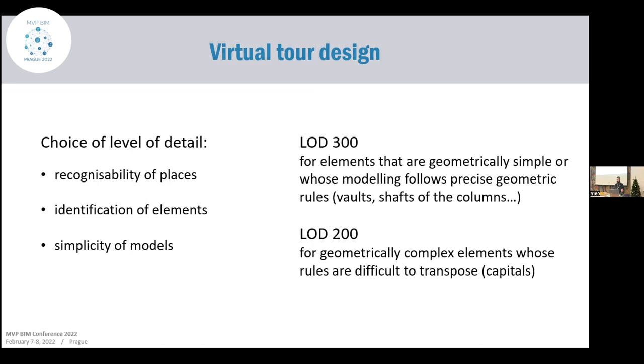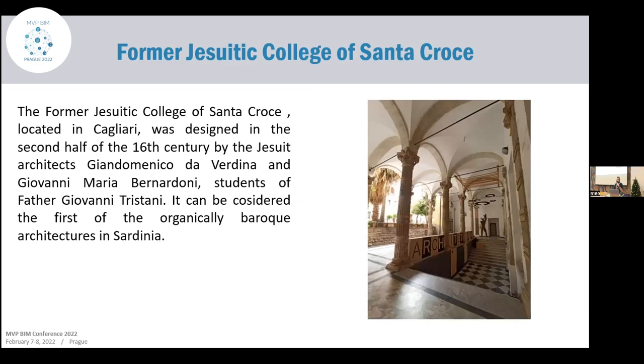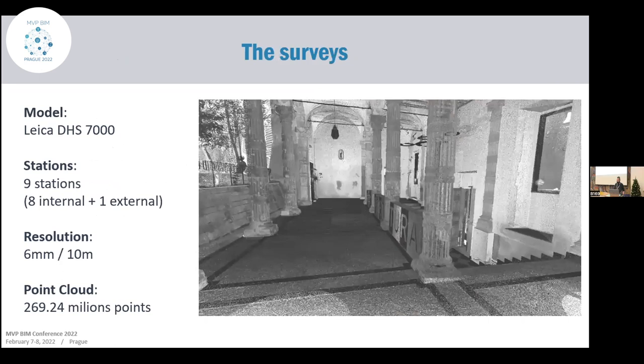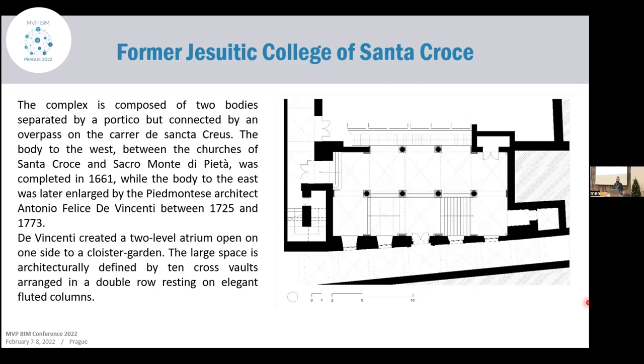For the application of the method, we chose the case study of the former Jesuitic complex of Santa Croce in Cagliari. It was designed in the second half of the 16th century, and it can be considered the first organically Baroque architecture in Sardinia. The complex is composed of two bodies separated by a portico. In particular, the body on the east was enlarged by the Piedmontese architect Antonio Felice De Vincenti between 1725 and 1773. De Vincenti created a two-level atrium, open on one side onto a cloister garden. The large space is architecturally defined by 10 cross vaults arranged on a double row resting on some freestanding columns.